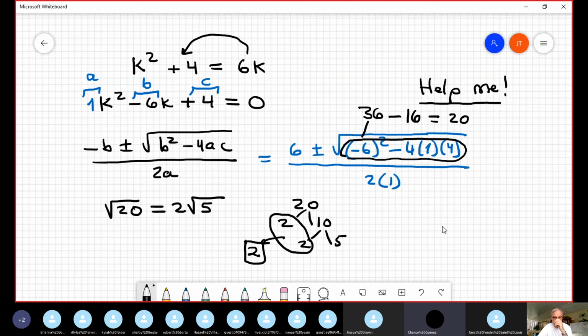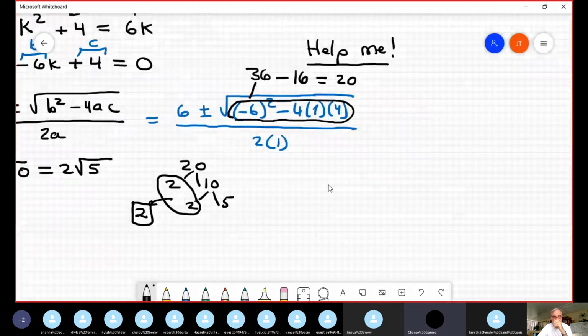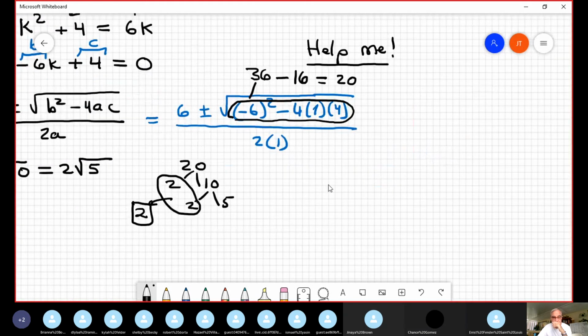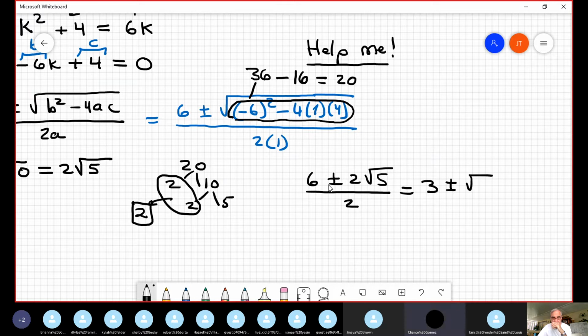Okay, let's come back to the quadratic formula. It is 6 plus or minus 2 radical 5, divided by 2. Again, we can split: 6 divided by 2 is 3, and 2 divided by 2 is 1. And this is the final elegant answer. Any question?